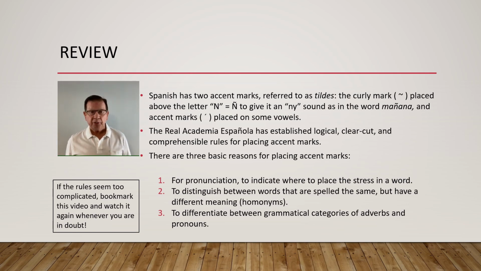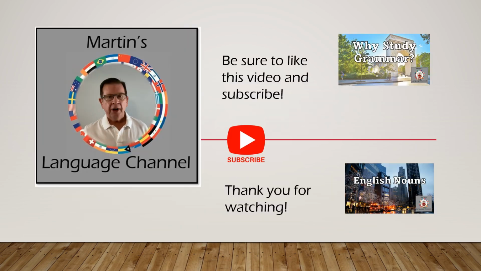There are three basic reasons for placing accents. For pronunciation, to indicate where to place the stress in a word. To distinguish between words that are spelled the same but have a different meaning, referred to as homonyms. And to differentiate between grammatical categories of adverbs and pronouns. If the rules seem too complicated, bookmark this video and watch it again whenever you are in doubt.